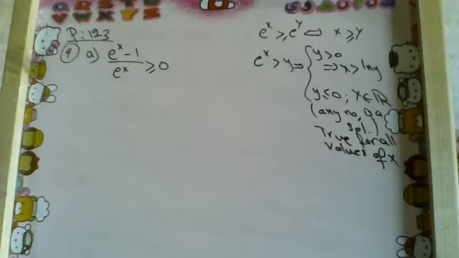Okay, now we have this inequality: e power x minus 1 over e power x. We need it greater than or equal to 0. How do we solve?